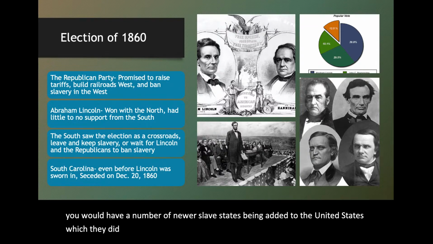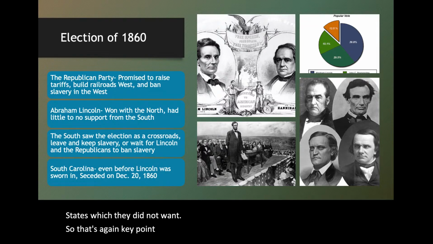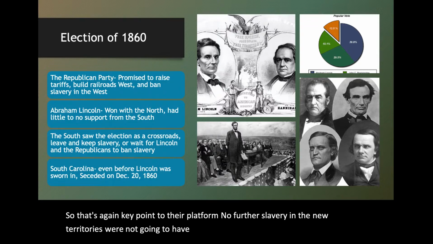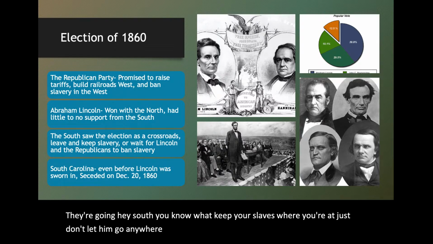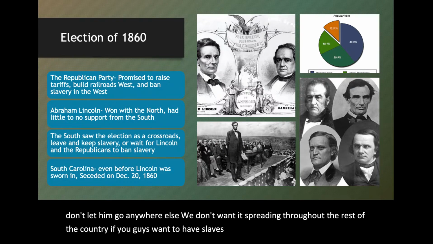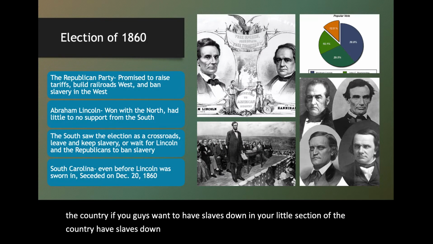So that's, again, a key point to their platform: no further slavery into the new territories. We're not going to have it. And so they were very firm on this position. They were going, hey, South, you know what? Keep your slaves where you're at. Just don't let them go anywhere else. We don't want it spreading throughout the rest of the country. If you guys want to have slaves down in your little section of the country, have slaves down in your own little section of the country. Do not impose that upon the rest of the country.